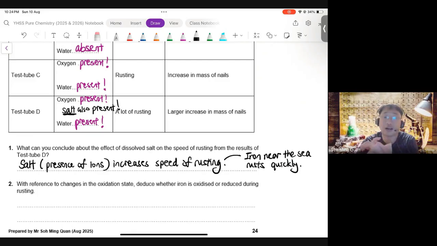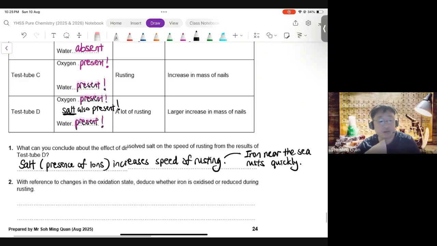So like your cars, if you park the cars near the sea and the car paint is scratched off for some reason, the car iron will actually start to rust very, very quickly because the presence of salt in the seawater actually increases the speed of rusting for the iron.